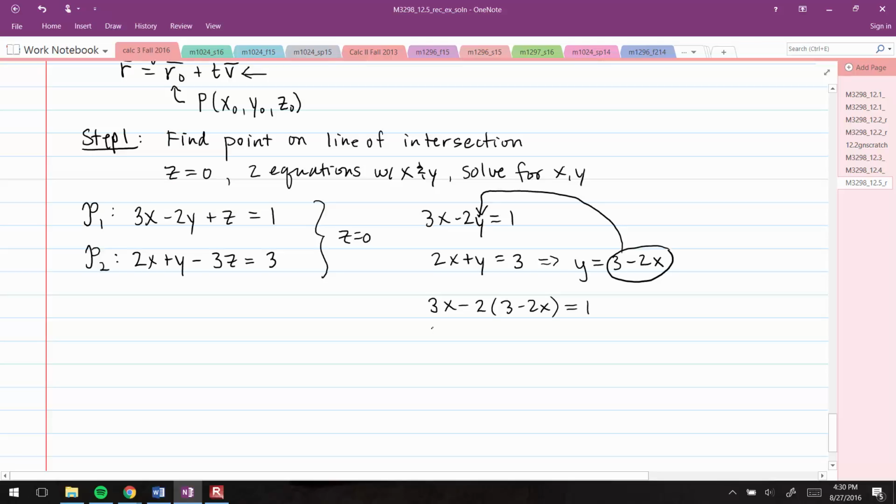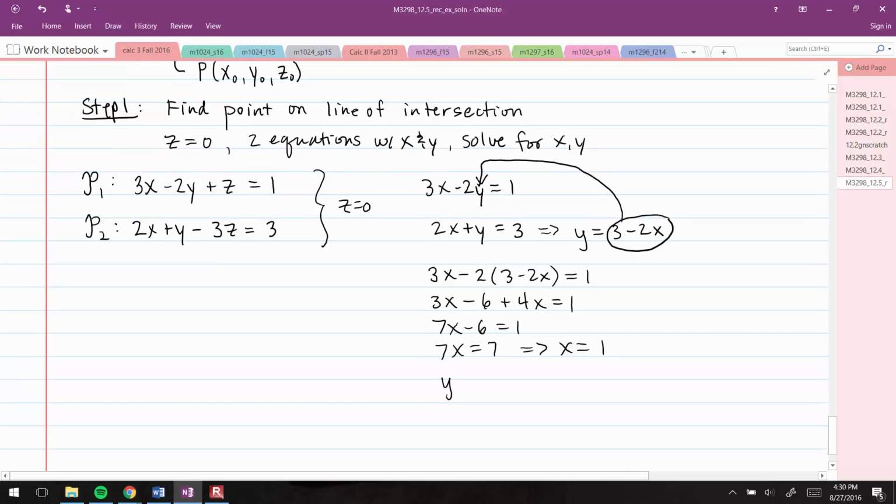And then go ahead and distribute. Here we get 3x minus 6 plus 4x equals 1. So 7x minus 6 equals 1. And so we're going to get x equals 1. We've got that ready-made equation for y, so we're going to go ahead and sub in there. And we get 1 for that one as well. So our point is (1, 1, 0).